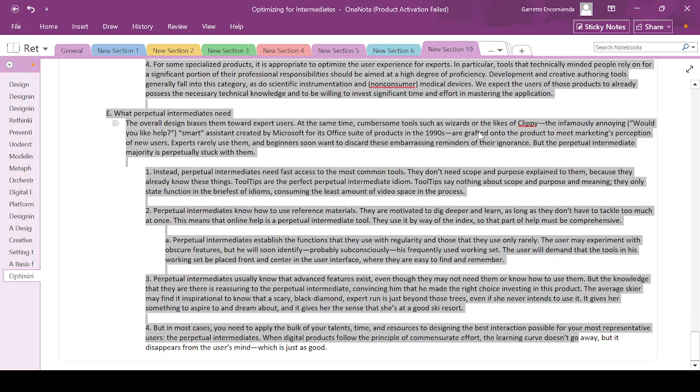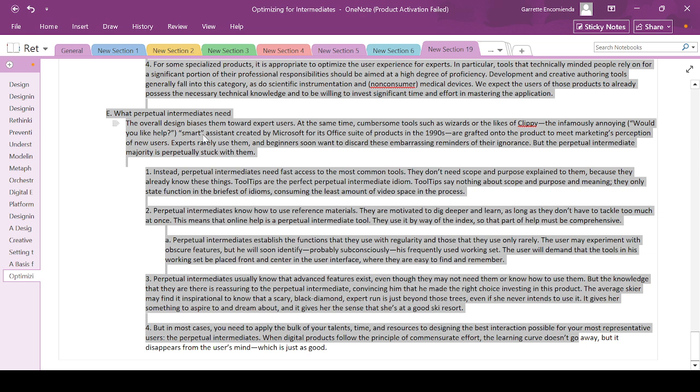So any scientific people will quickly understand that, because we expect the users of those products to already possess the necessary technical knowledge and to be willing to invest significant time and effort in mastering the application. Not necessarily that they already know that, but because of their scientific nature and characteristics, even though they don't know that, they are willing to become intermediates. So what do perpetual intermediates need?